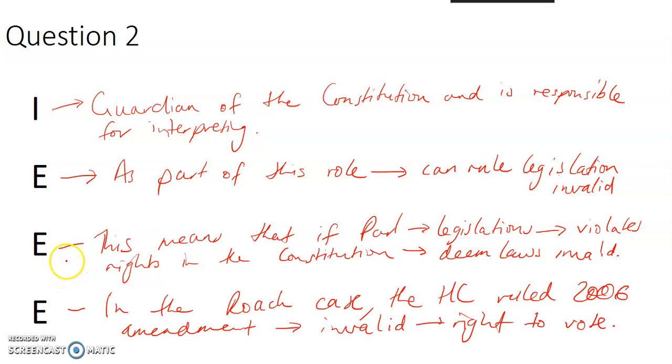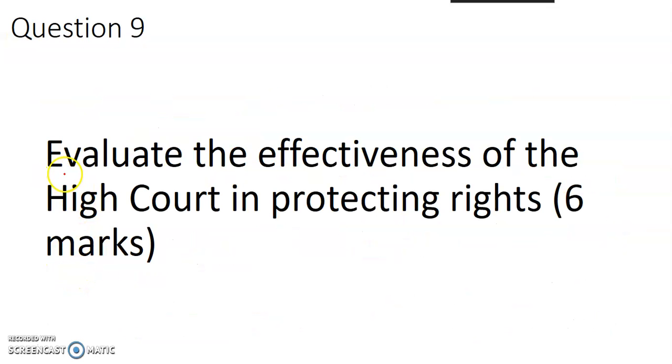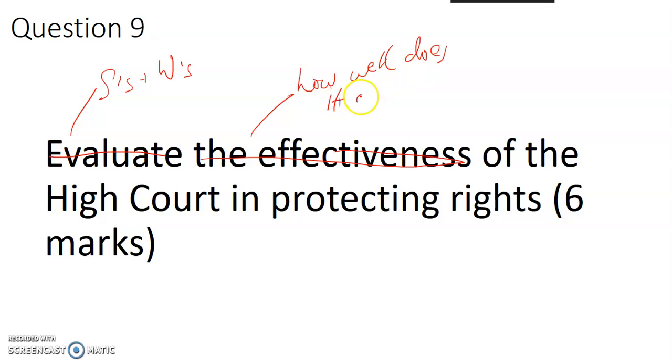Let's take a step up in terms of our order of thinking. We'll go from an explain up to an evaluate. This is where we have to be a bit more critical. I've confidently explained the role of the High Court, and now I'm ready to evaluate. I know that evaluate means strengths and weaknesses, and that's how I'm going to set up my T-chart. The effectiveness. So if I've just talked about the role, how well does it do this role? How well does it achieve its purpose?